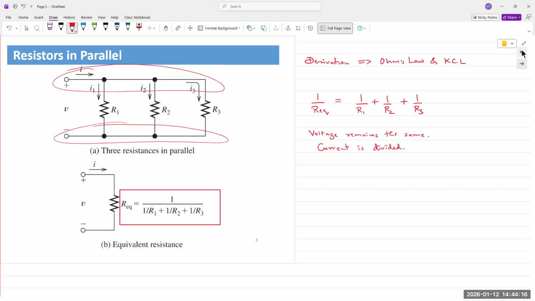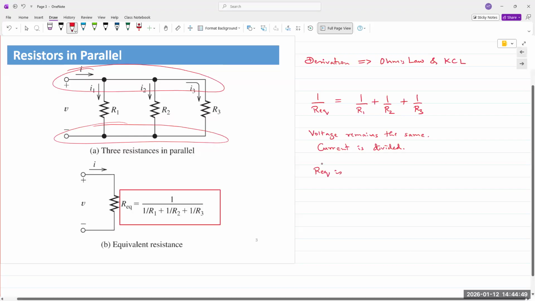In a parallel network, it's the exact opposite. In a parallel network, the REQ is always, always, always smaller than the smallest resistance in that parallel network. So if you add 3, 4, and 5 in parallel, and you're trying to find REQ, the answer cannot be more than 3. It cannot be 3. It has to be less than 3. So in a parallel network, the REQ is always smaller than the smallest resistor.